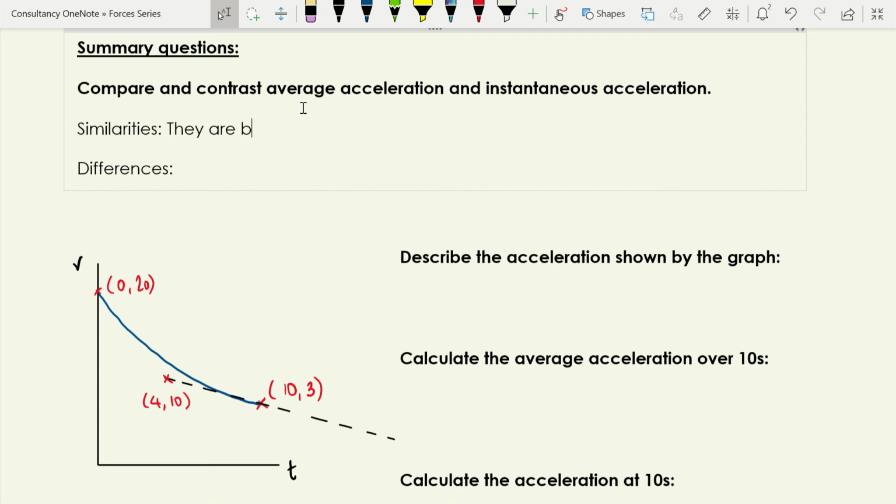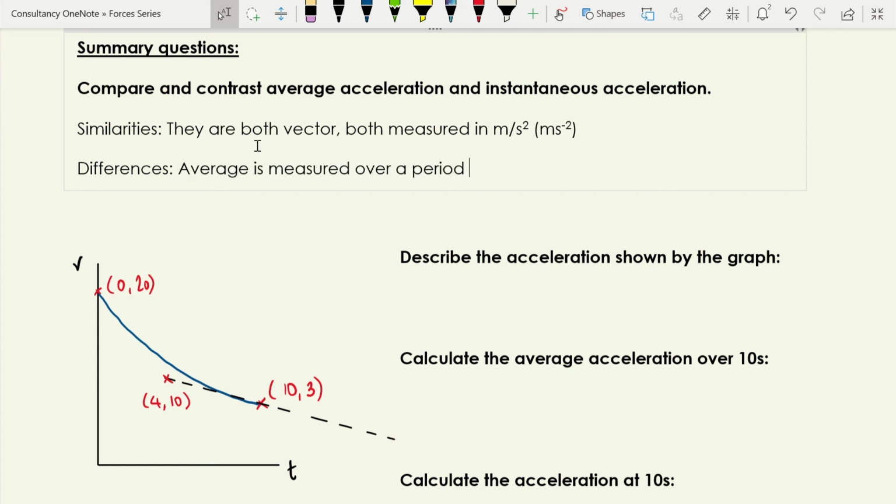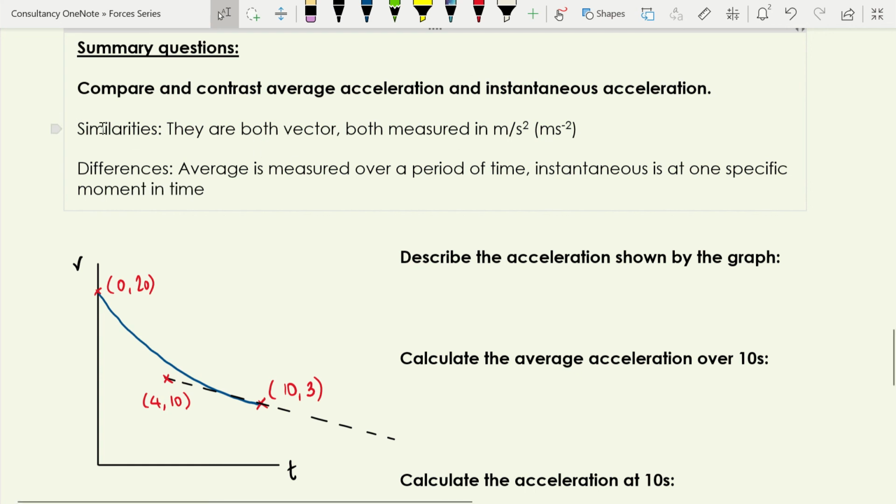First of all, they are both vector quantities. Velocity is a vector quantity, so the change in velocity is going to be a vector quantity, and that makes acceleration a vector quantity as well. And they are both measured in meters per second squared, which you often see me write like this. These are just two ways of writing the same thing. Differences: average is measured over a period of time. Instantaneous is at one specific moment in time. That would be, I think, a key difference between those two.